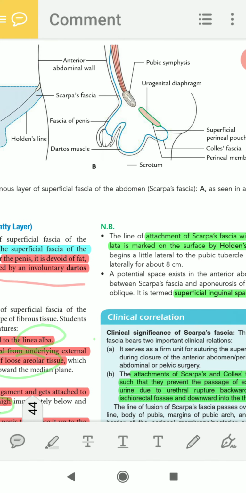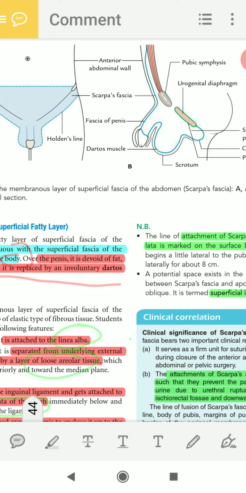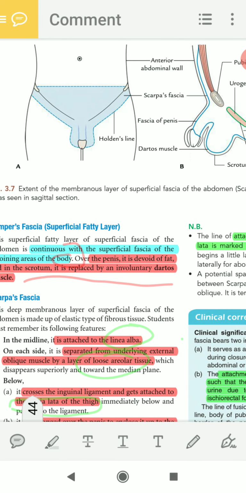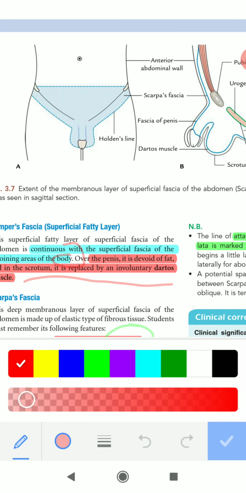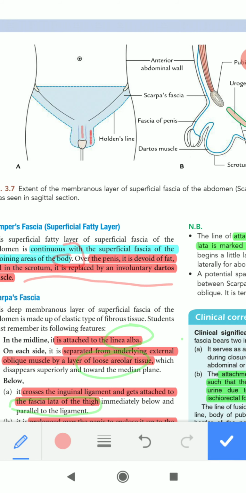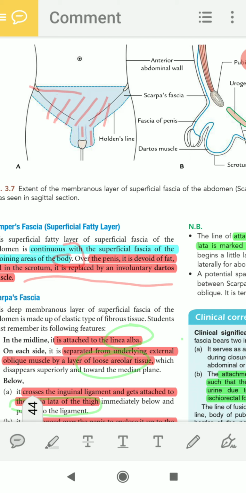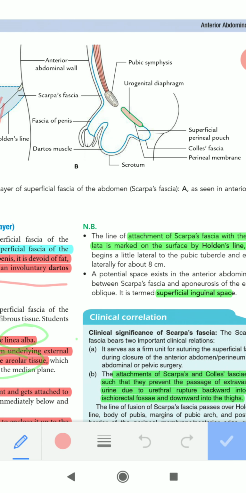So have a look at how Scarpa's fascia is attached. This is the attachment of the fascia of Scarpa. Look at that, it encloses the penis, it encloses the scrotum, as well as the area in the perineum. If you see it from a lateral view, it will be easier. Look at that, this blue line is Scarpa's fascia.